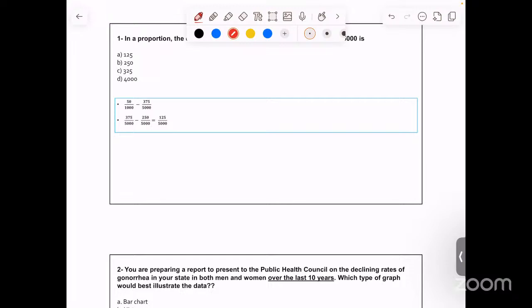So for the 375 is to 5,000, meaning 375 over 5,000. That will give you 3 over 4. Okay, the first was 50 over 1,000, meaning 50 divided by 1,000. So that will give you 1 over 20. Find the common denominator to subtract the fractions. So our LCD, the least common denominator for 20 and 40 is what? LCD is 40.